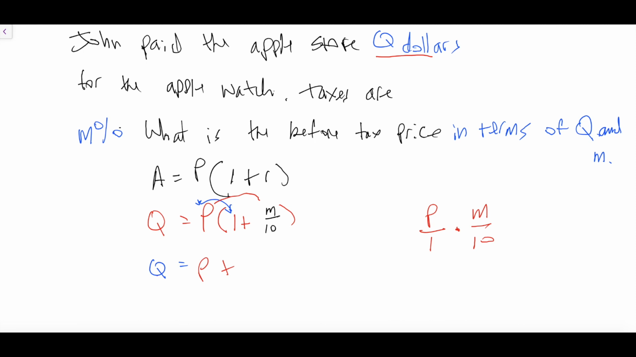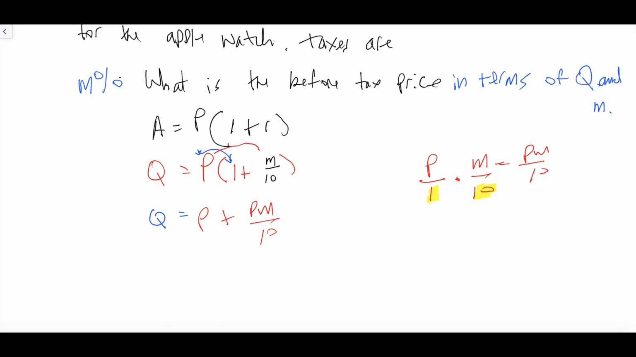The bottom is a 10, right? Yes, PM over 10. So you got PM over 10. Now I'm going to flip this sucker. So I'm going to go P plus PM over 10 equals Q. Did you see what I did? Yep.